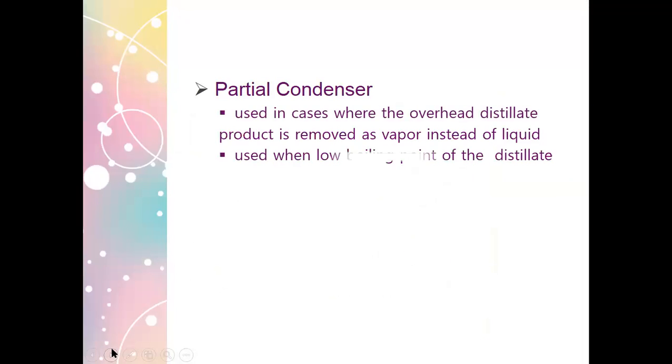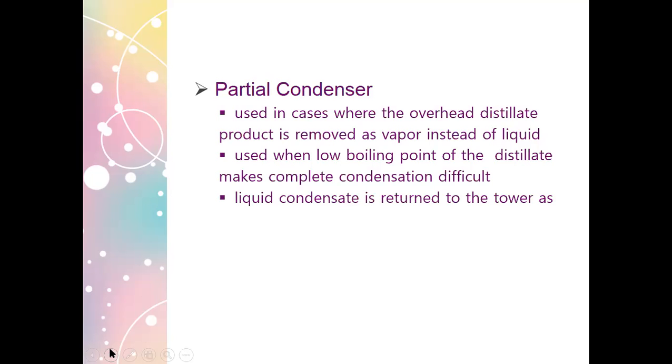It's used in cases where the overhead distillate product is removed as vapor instead of liquid. So we remove the final product in the form of vapor. This is used when the low boiling point of the distillate makes its complete condensation difficult. Meaning if the volatility of the component present in the distillate is so small that having it condensed after vaporization is difficult, rather than needing another stage or another processing for that particular vapor, it's being withdrawn as a vapor. In that case, you only have a partial condenser.